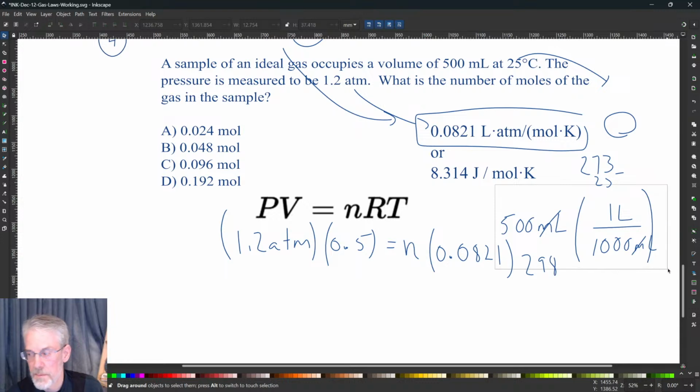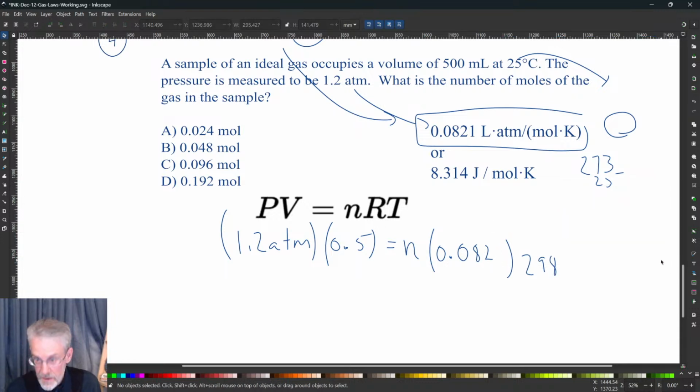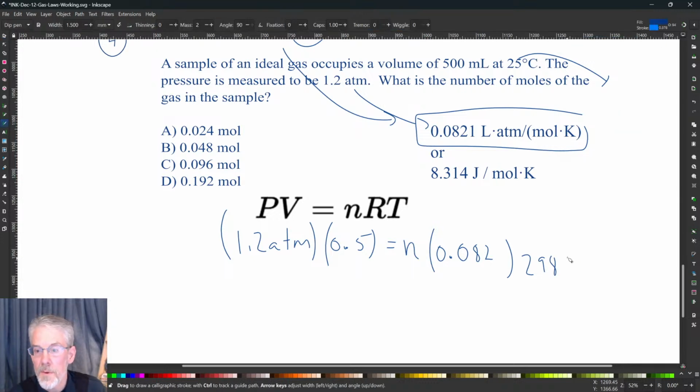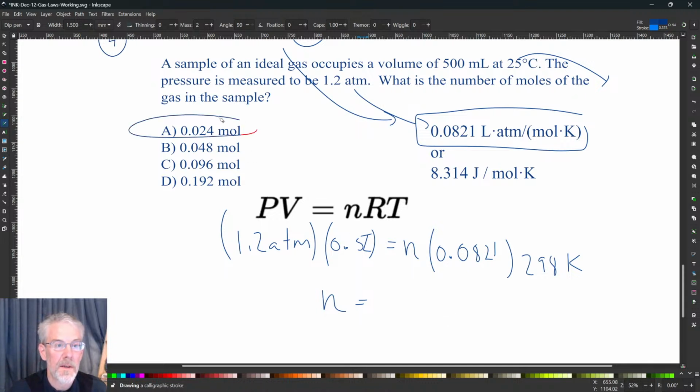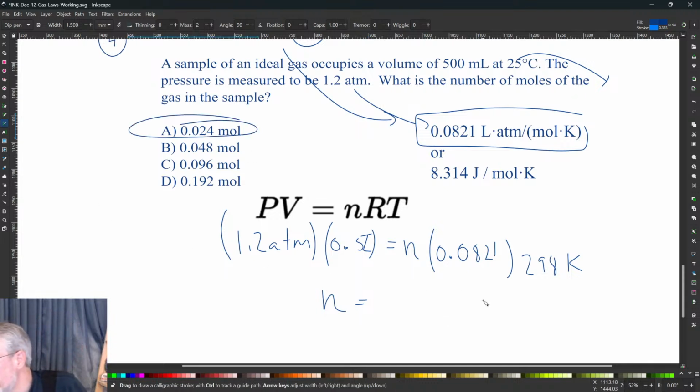So let me just clear some of this up here. I'm kind of a messy problem solver, I think, sometimes. So if you do all of the units here, you can see that when you do the math, the atm, the liters, everything's going to cancel out except for the moles. And if you do all of that math, what did I end up with? 0.24. So A. Did anybody get A?